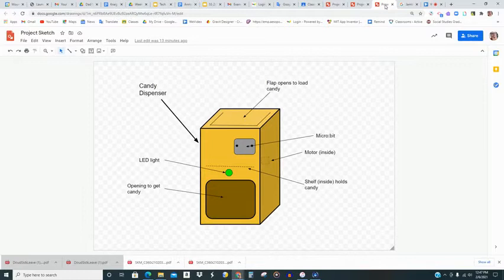Here is an example of the project sketch. And this is a sketch for a candy dispenser. Notice that there are text labels that show the different parts of the dispenser. And I even threw in some hidden items, and I made note of that in the labels.